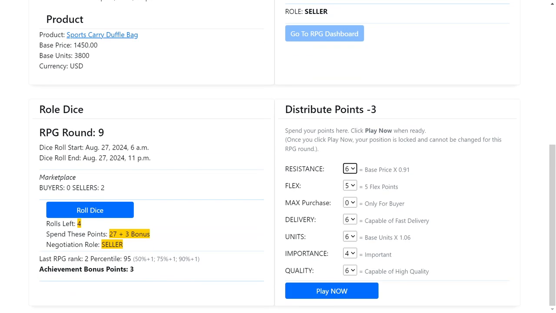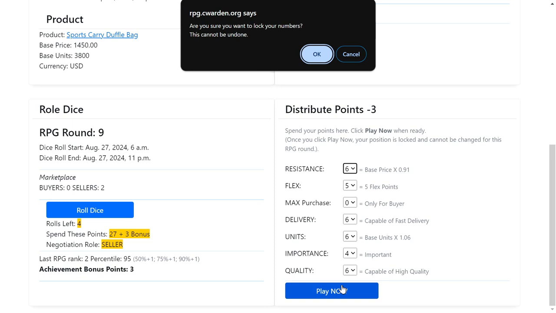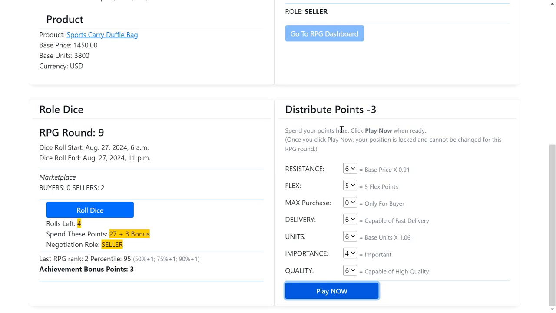Okay, let us go ahead and continue. I'm ready now, and so I'm going to go ahead and push play now. Well, let me see what happens if I do that. Oh, I get a warning. It says, are you sure you want to lock your number? So once you lock your number, once you lock it, you cannot change it. So I'm going to say, okay. And it tells me I cannot do that. Why not? Because I am minus 3 points on my distribution points. I spent too much. So I need to come back down here and maneuver some of these around.